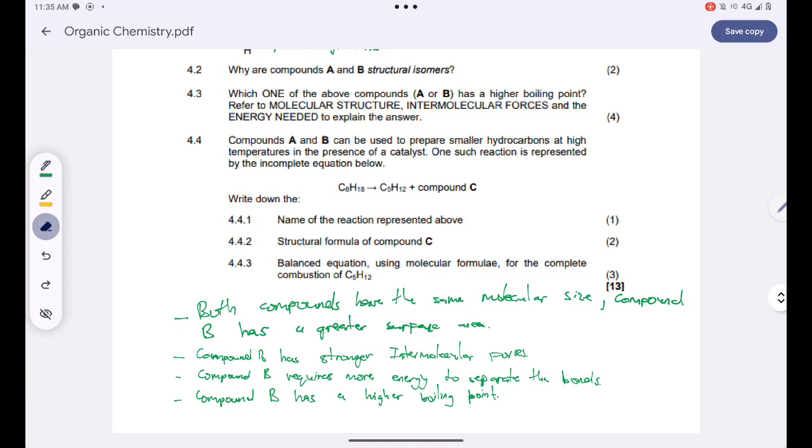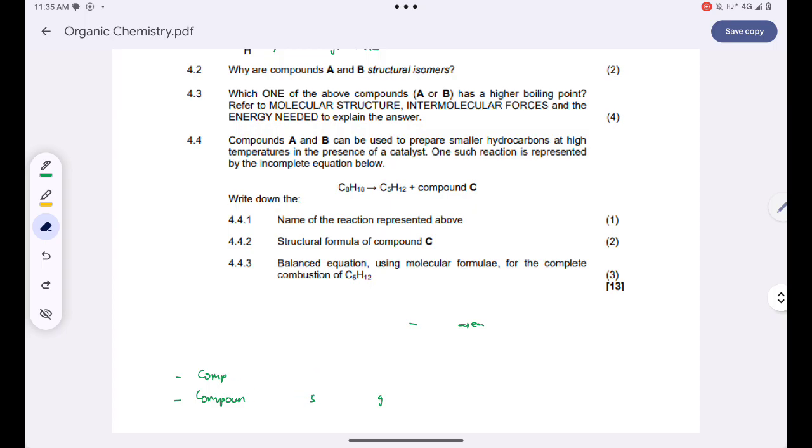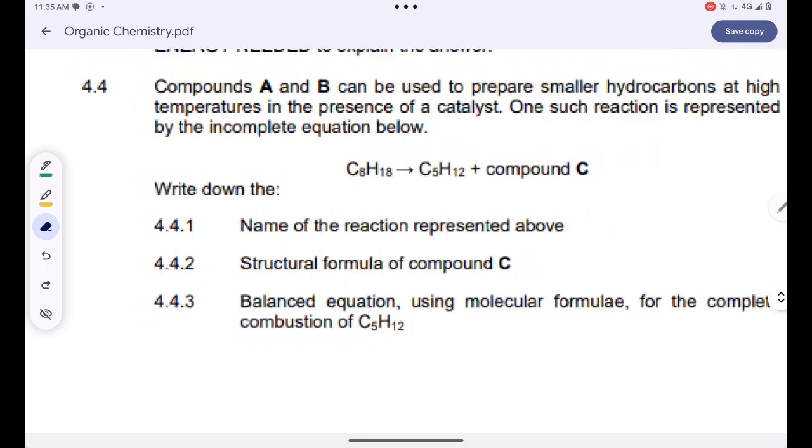Okay, so now let's move to question 4.4. We are told that compounds A and B can be used to prepare smaller hydrocarbons at a high temperature in the presence of a catalyst. One such reaction is represented by the incomplete equation below. Write down the name of the reaction represented above.